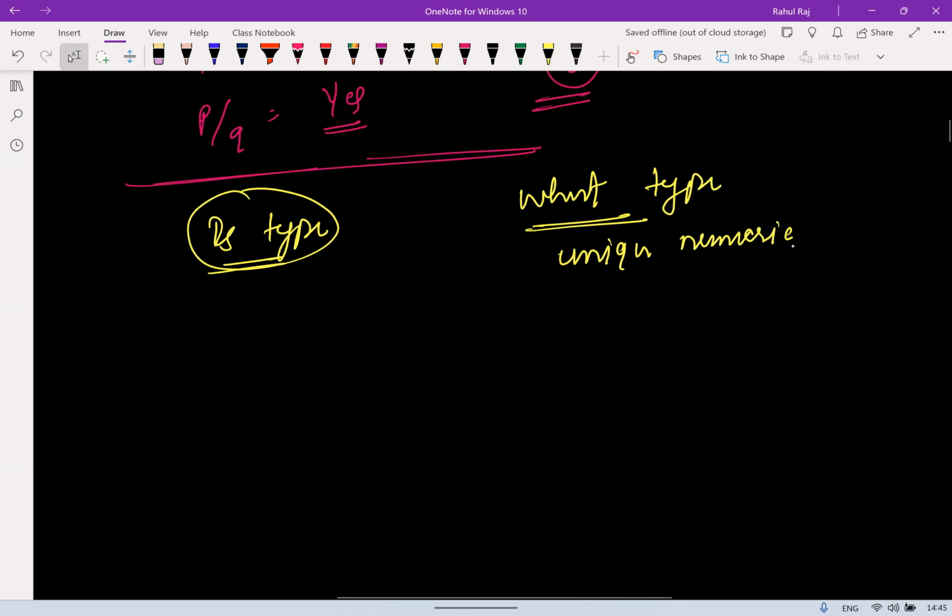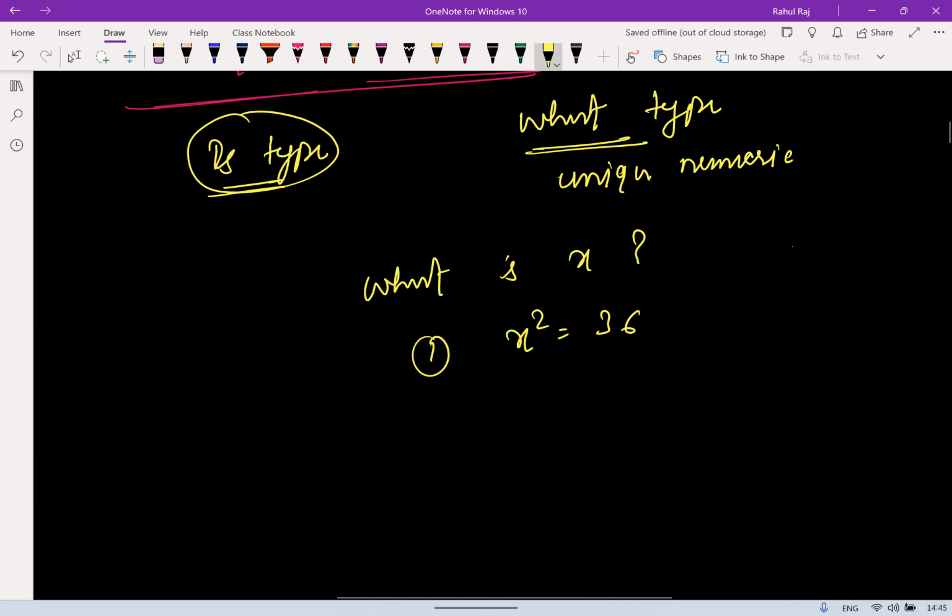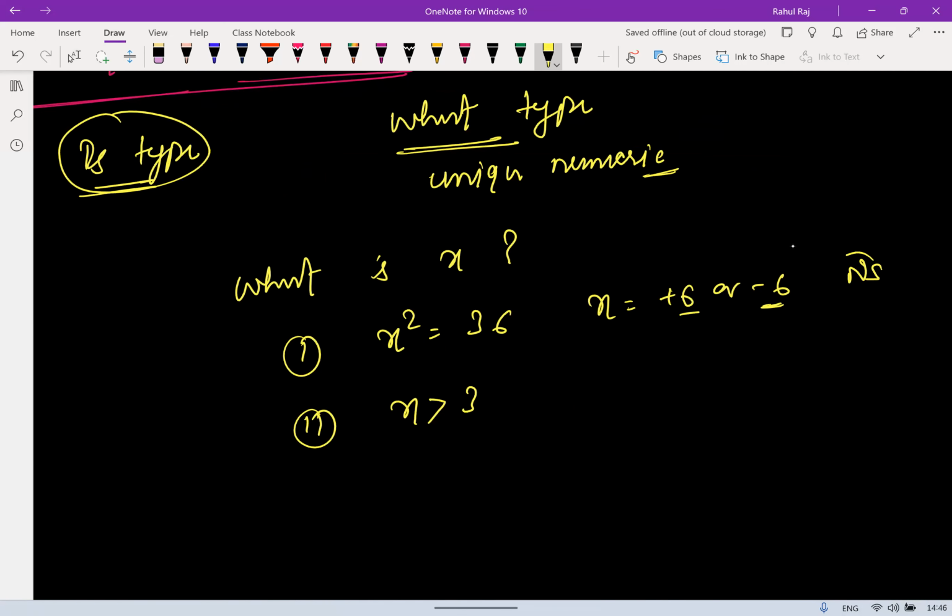So imagine I simply give you a question: what is the value of x? Option number 1 says x square is equal to 36. And option number 2 says x is greater than 3. Can you tell me the answer? Quick, please. Because please understand, in a what type of question, you must have a unique numeric value as an answer. So option number 1 says what? x can be plus 6 or minus 6, right? We have two values, so I can say statement number 1 is not sufficient. Am I right? Option number 2 says x is greater than 3. It could be 4, 5, 6, any value till infinity. I can say even this statement is not sufficient.